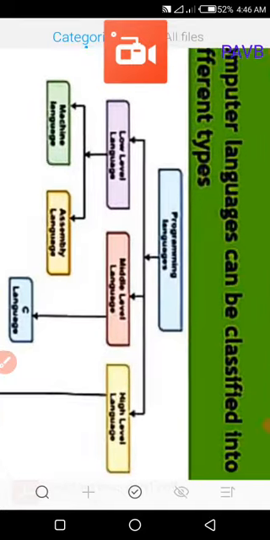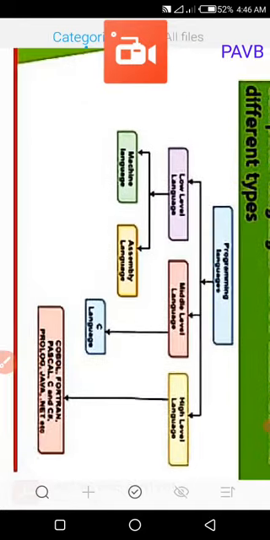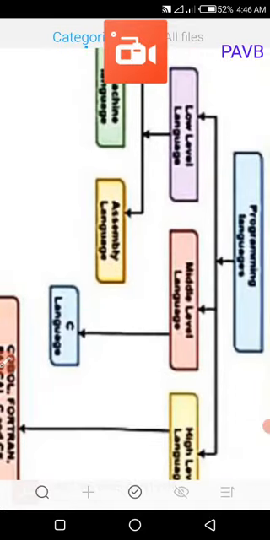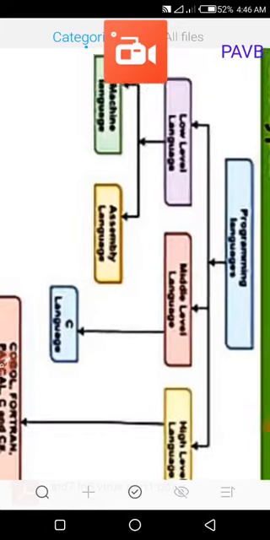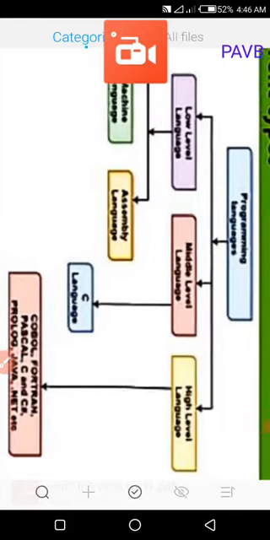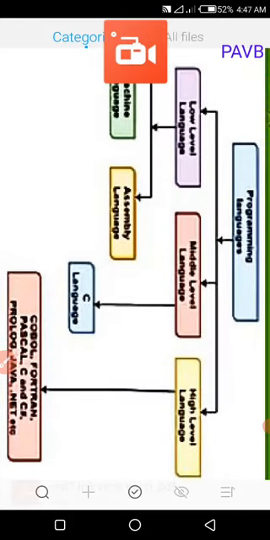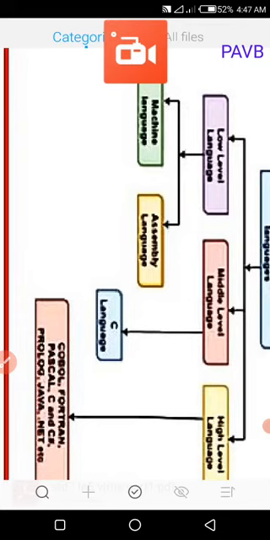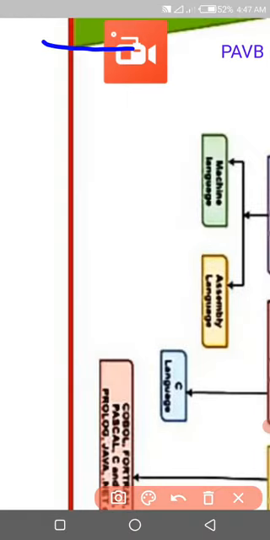Classification of computer language. Computer languages are classified into different types. First, programming languages are divided into three types: low level language, middle level language and high level language. The low level language is divided into two types: machine language and assembly language. Machine language is written in zeros and ones.